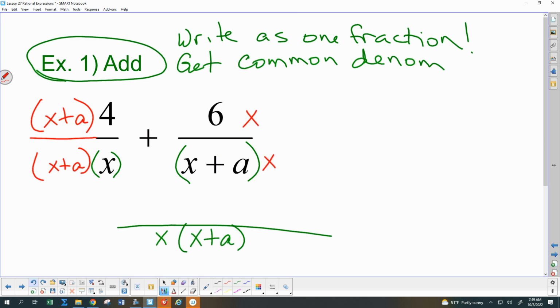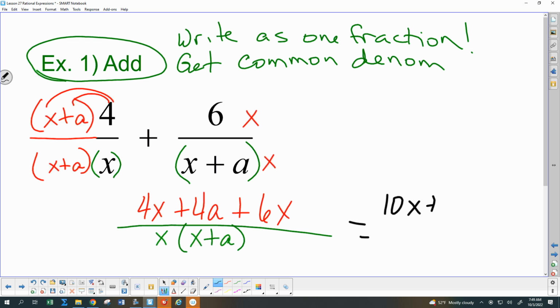Now we can multiply and combine any like terms we may have. So 4x plus 4a plus 6x, and who wants to tell me what we can combine to get our final answer? What can we combine? What are our like terms in that numerator? Layden? So we have 10x plus 4a over x times x plus a.